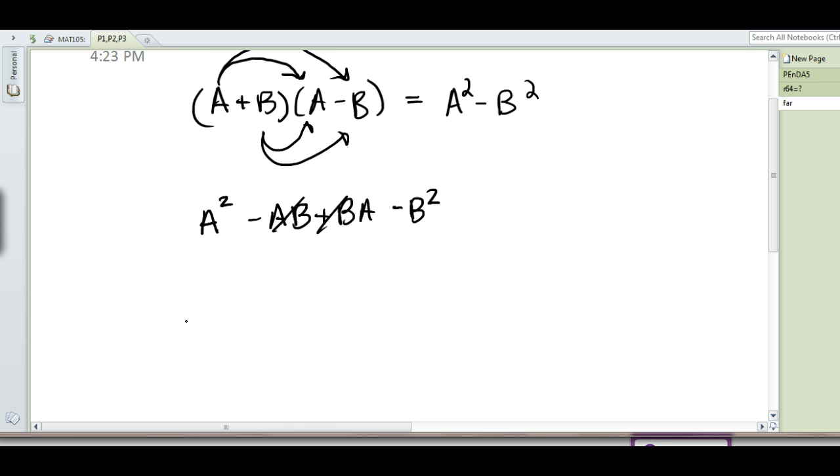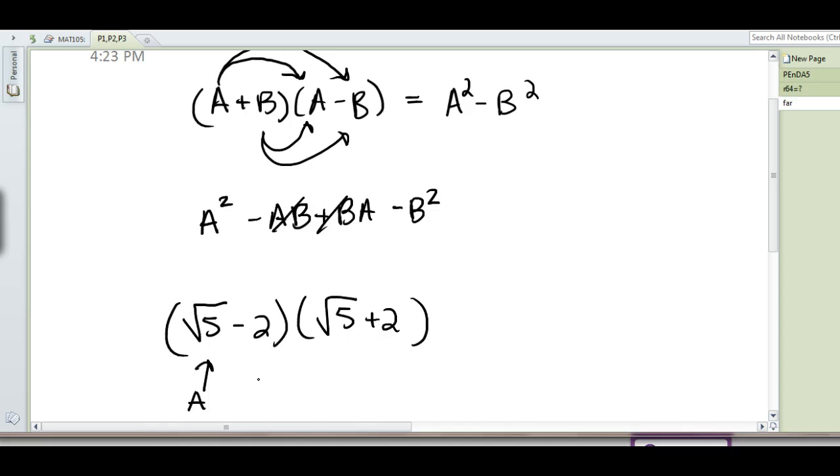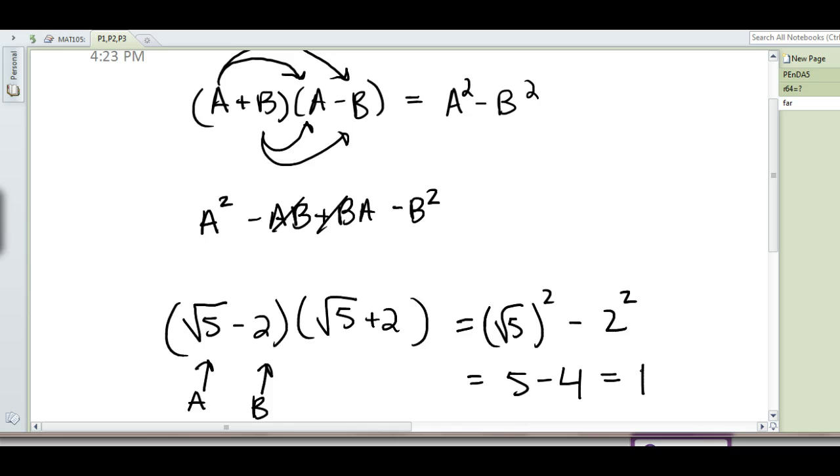So in the one we're going to do, if you recall, we had the square root of 5 minus 2 times the square root of 5 plus 2. What's going to end up happening is square root of 5 is like our a, and 2 is like our b. So this is just going to end up as the square root of 5 squared minus 2 squared. A squared minus b squared. Remember, the square root and the square undo each other, so we just get 5, and then 2 squared is 4. So we just end up with actually 1.